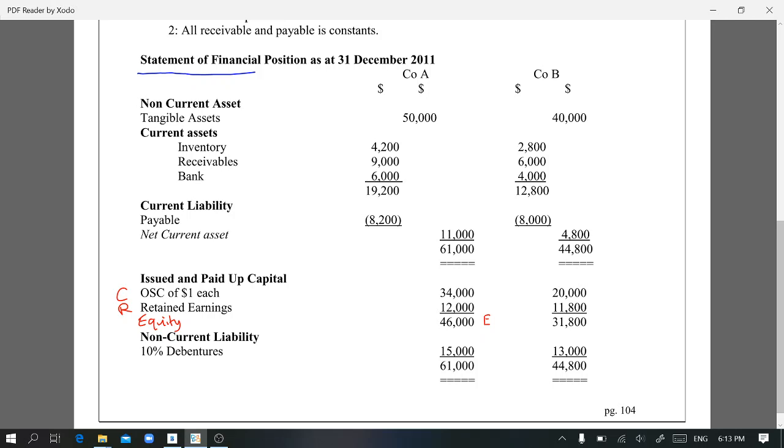Capital plus reserves equity means shareholder put in 34,000 and the company made 12,000. So this is retained in the business. All this also belongs to shareholder, because they invest, and the investment makes money. The money also belongs to them. So it's equity. All this belongs to shareholder.